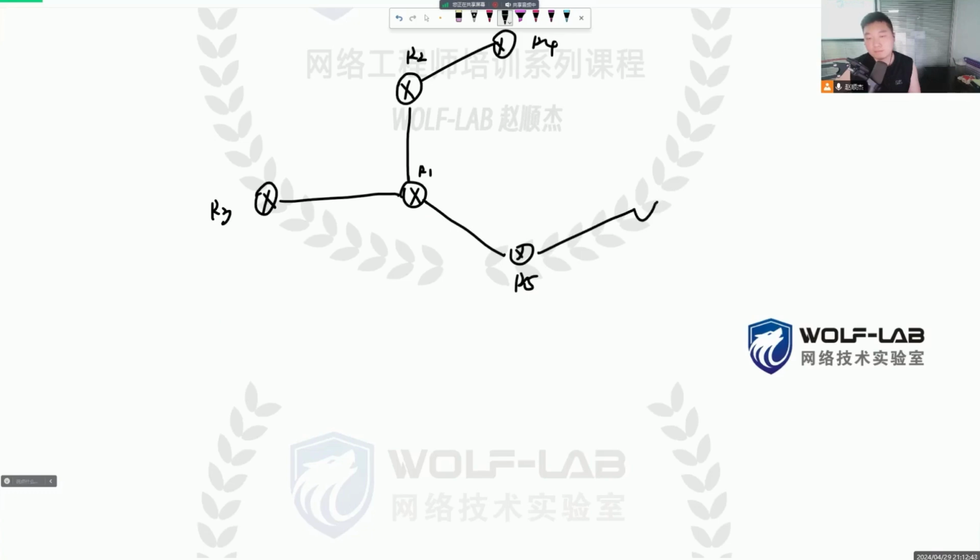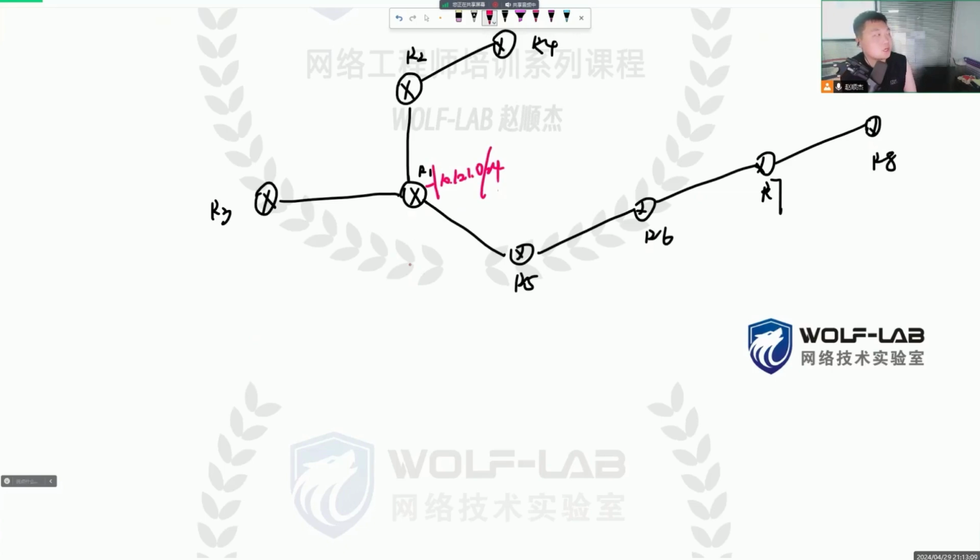First, let's assume R1 announced a 10.10.1.0/24 route entry into its database. Of course, R1 is announcing its own direct route into our database. Then this route entry can be told to R2. For R2, 10.10.1.0/24, the next hop is R1. For R4, 10.10.1.0/24, the next hop is R2.